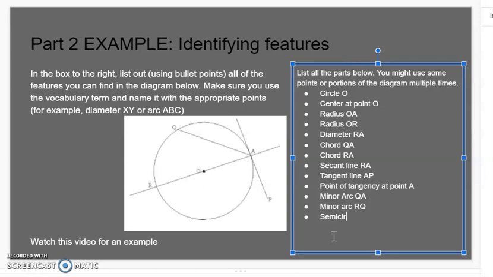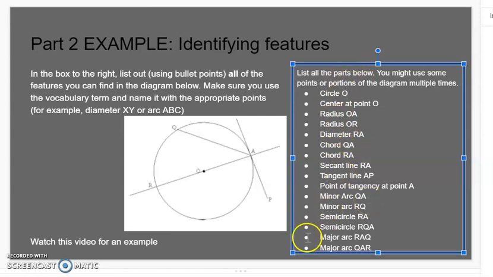We just named some semicircles, so I have semicircle RA, and I have semicircle RQA, right? Because those are our two different semicircles. And then I could have major arc RAQ and major arc QAR. I don't think that there's any more arcs that I could see. You might identify some. If you see something that's not on this list, shoot me an email. I'd be happy to know if I missed something.